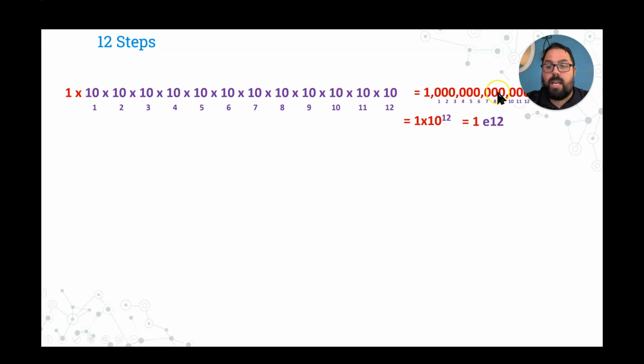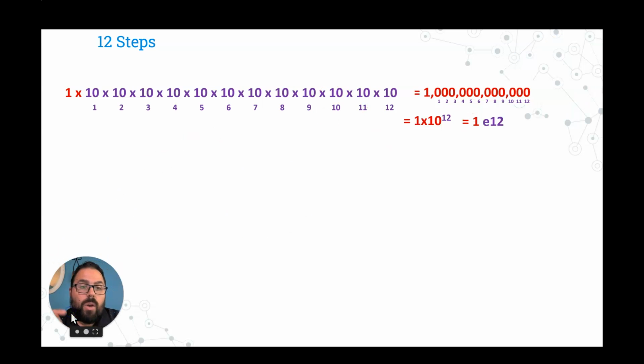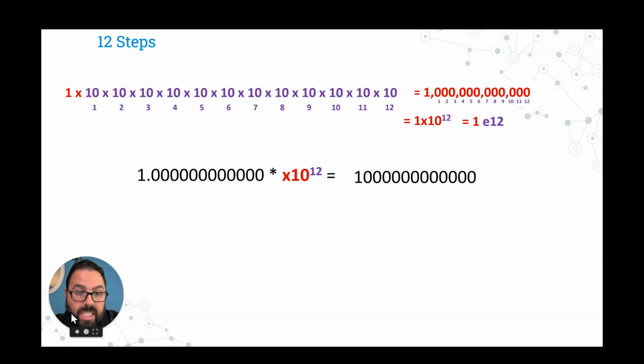So in our earlier example, we had 1 times 10 to the 12th. This is the same as writing 1.00000. So we don't have to write all these placeholder zeros out every time, but you know they're there in the front and in the back.